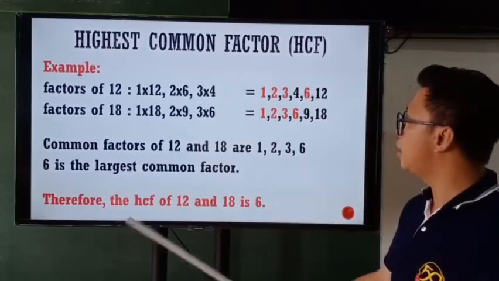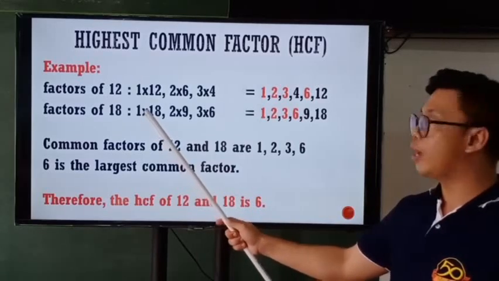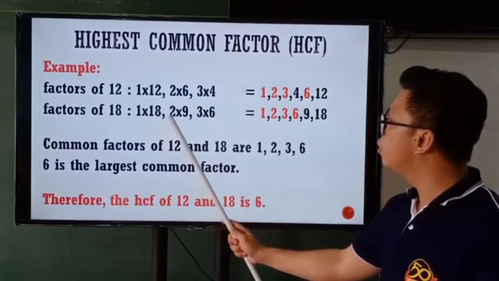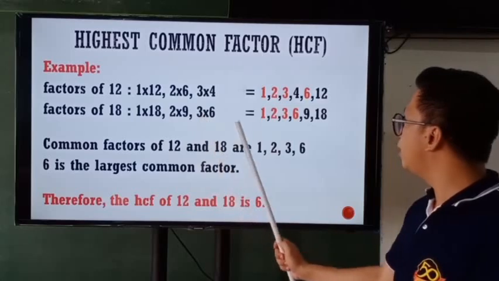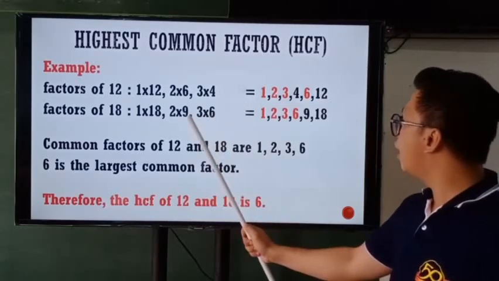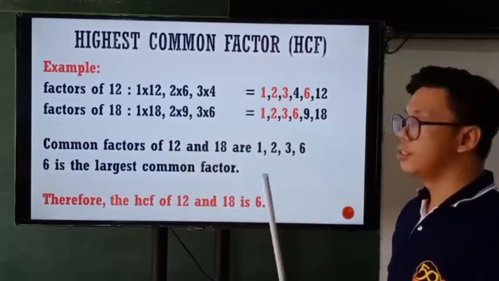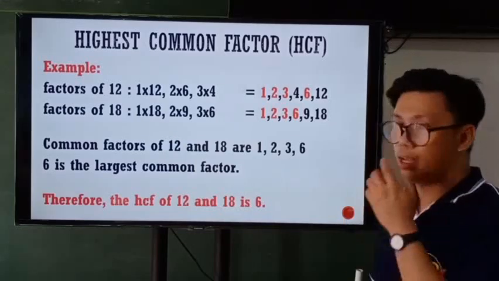Look at this. What is our first or smallest number? Very good, it's 1, so we write 1. And then 2. What's next to 2? Very good, 3, we write 3. And then 6, and then 9, and then the last number, 18. That is how we get the factors of 18.